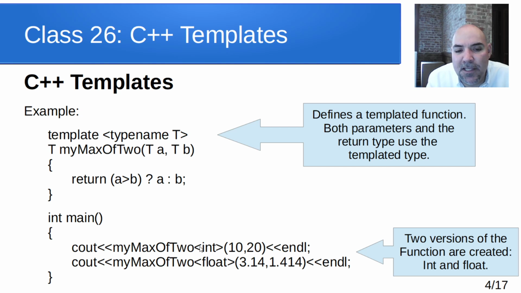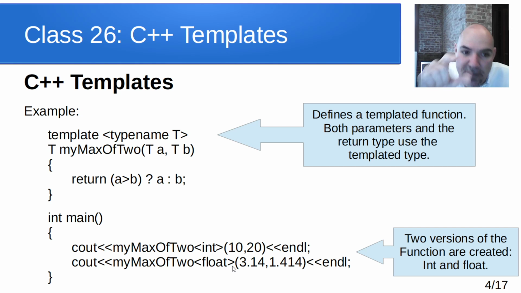In other words, this int in the angle braces down here is going to get plugged in for T, and it's going to compile a version of this function that has an int in all of the places where this capital T is. It's going to make a version of that function, call that version, and pass it a 10 and a 20. Now here's us using that same template, but now we're going to use a float version of that template.